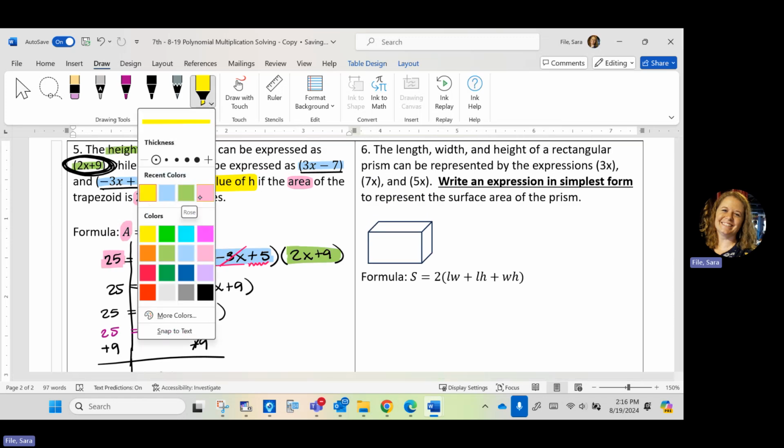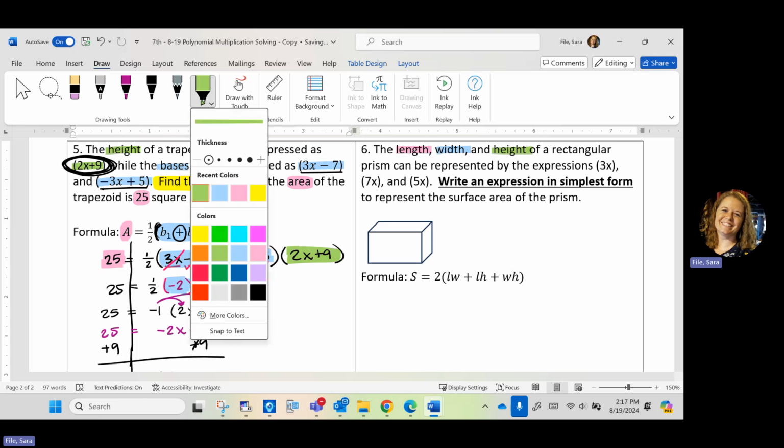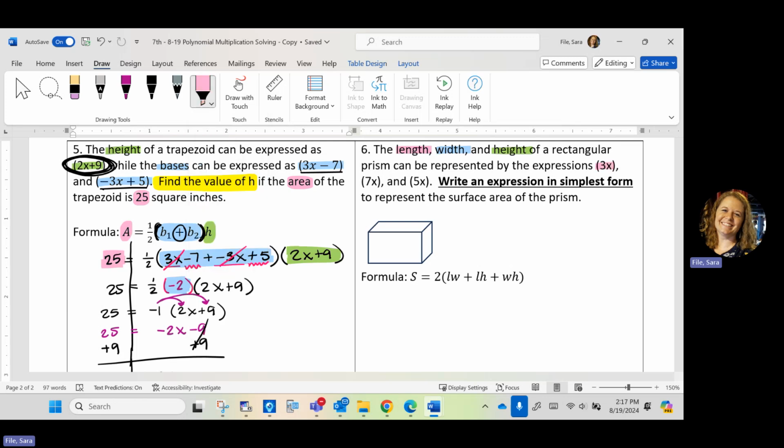It has 6 faces, and they give us the length, width, and height in terms of x. So it says length, width, and height of a rectangular prism can be represented by, and then it gives us in terms of x. So that needs to be in the same order. So that is length, width, and height. Okay, they give us the formula to find the surface area of this prism in terms of length, width, and height. So we need to put it in terms of x.